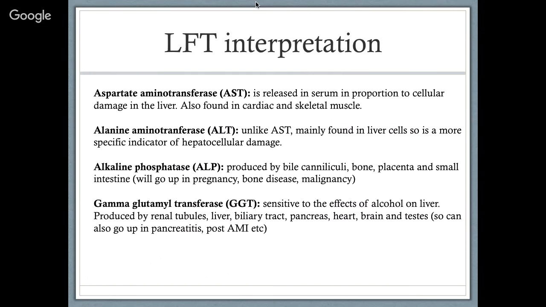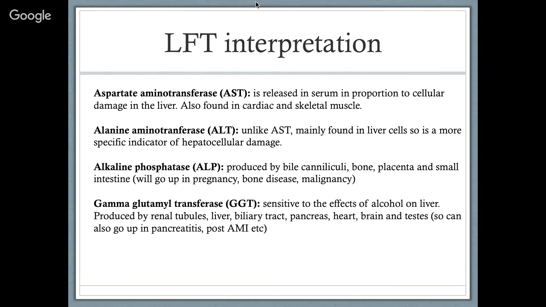So LFT interpretation is one of those things that's really difficult to get your head around at first, but it's really important because it's really examinable in OSCEs potentially, or in multiple choice questions, and it's really clinically relevant because if you have a patient with liver disease, you need to know how to interpret their liver function test. So the main things that you need to know with the LFT interpretation are AST, ALT, ALP, and GGT.